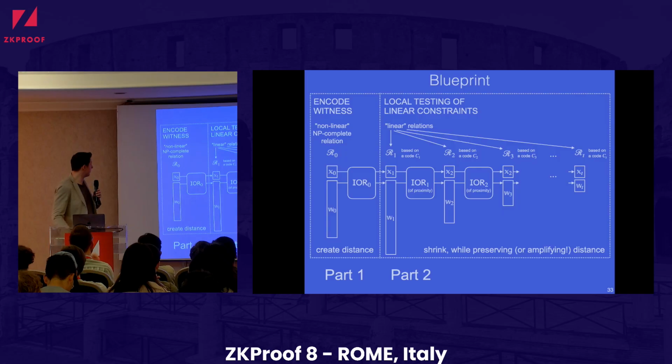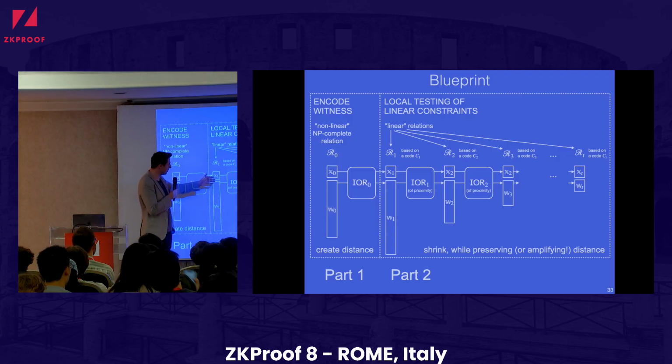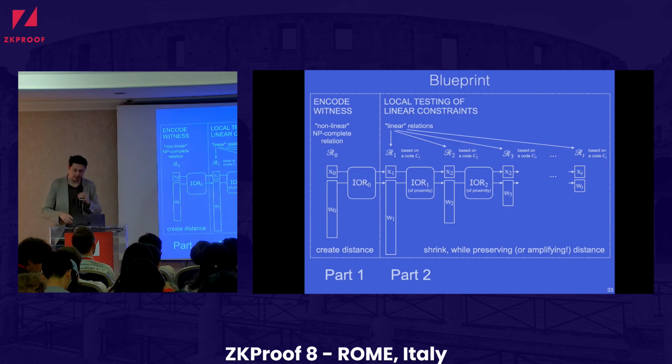All right, so that's the blueprint that we saw. Encoding using a generic code, and then assuming linearity and using interleaving to fold and hop, fold and hop, fold and hop, until your problem size is of something that you're willing to solve trivially.